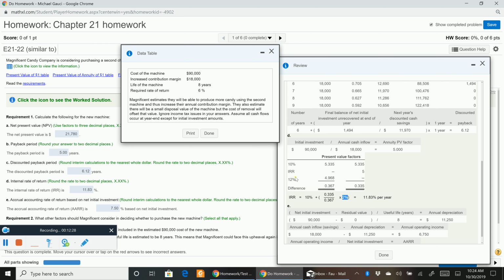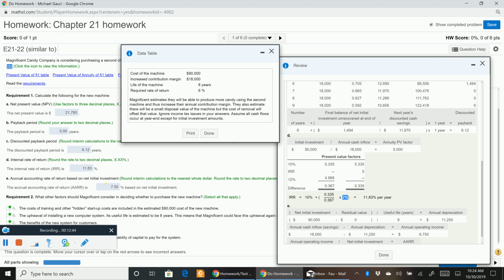So when you do the math, the internal rate of return is 11.83%. You could see we knew that the internal rate of return was somewhere in between 10 and 12%. Specifically 11.83% if we wanted to do an exact science. Okay, letter E, the author is asking us for the accrual accounting rate of return.